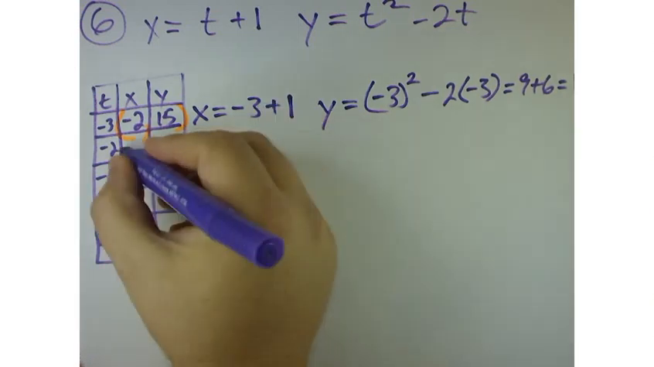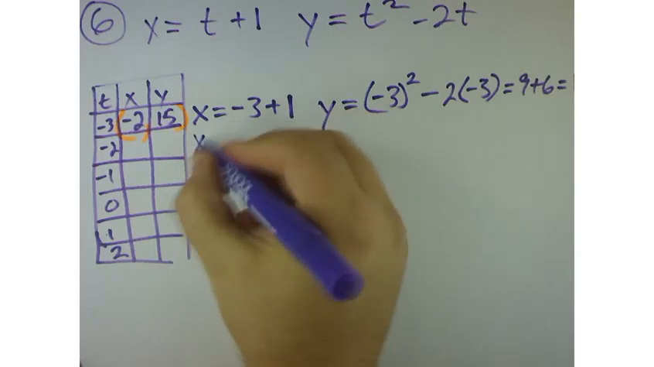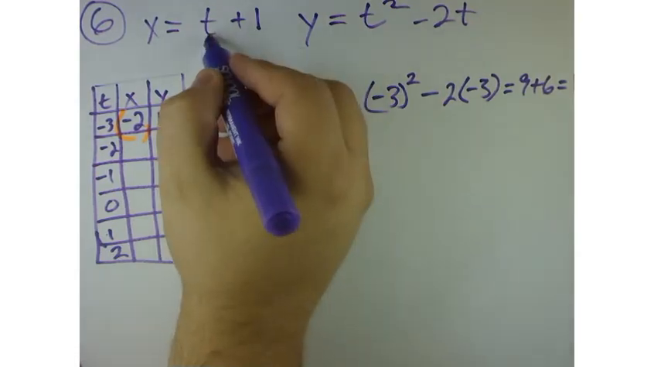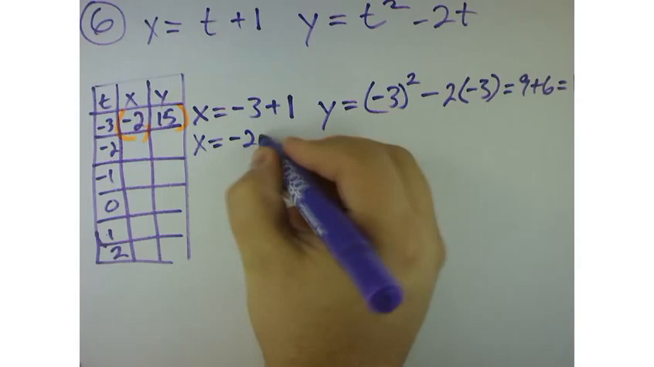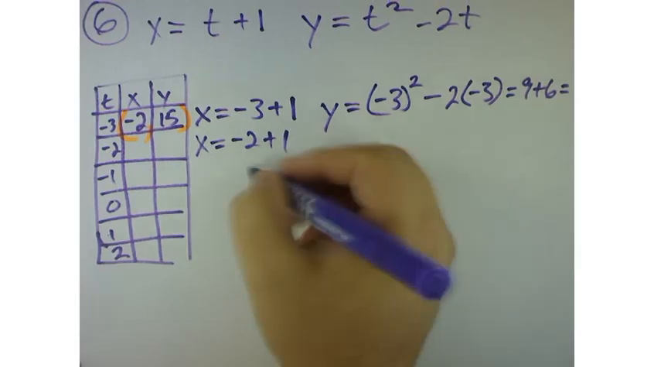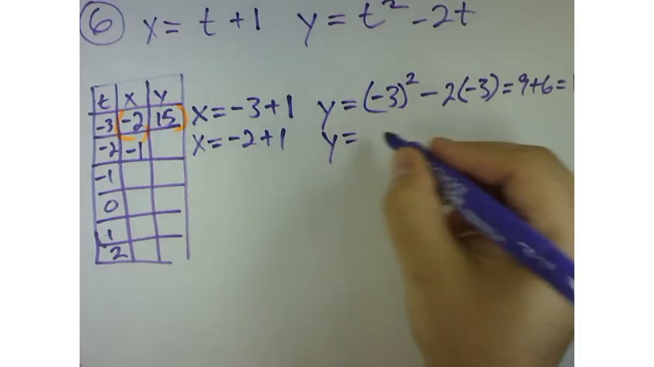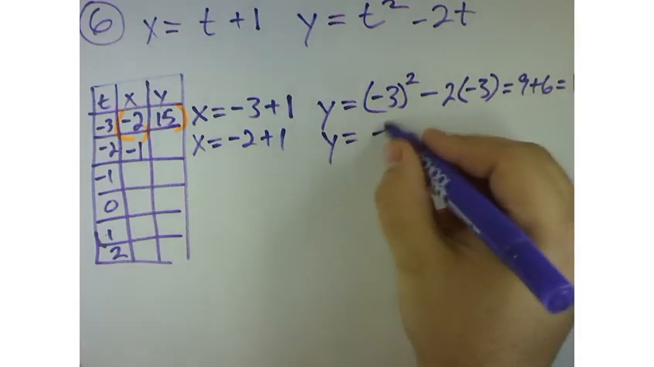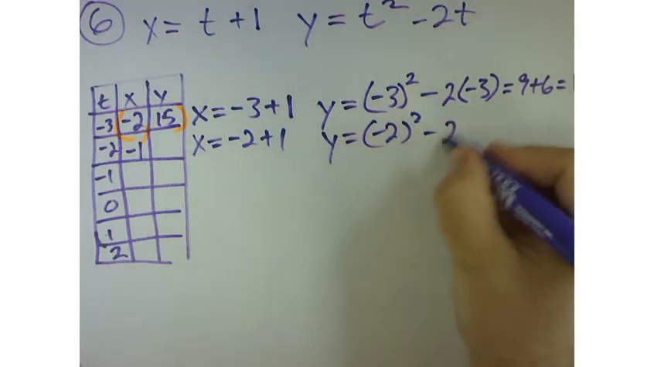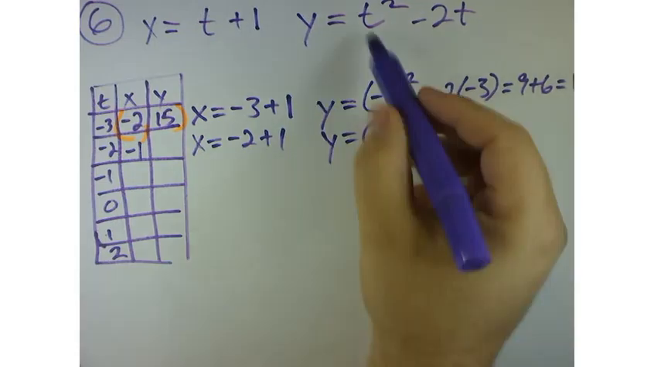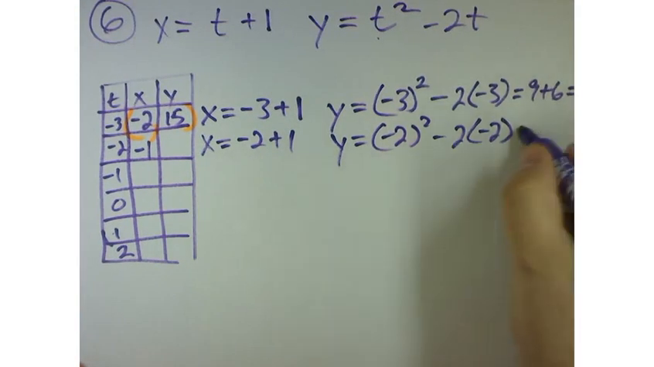To figure out what x is when t equals -2, I would say x equals t plus 1, and wherever there was a t, I plug in a -2. -2 plus 1 is -1. Now if I do this for y, what I end up with is -2 squared minus 2 times the quantity -2. Again, wherever there was a t, I plugged in a -2. Well, that just gives me 4 plus 4, which is 8.